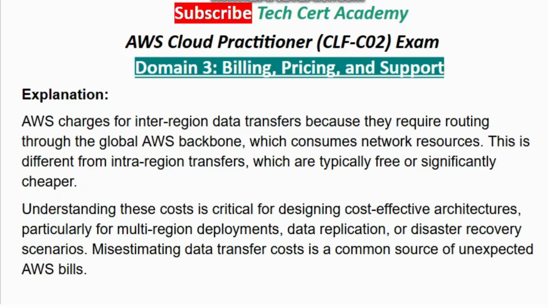Incoming data transfer from the internet to AWS ingress is generally free, but transfers out to on-premises or the internet are billed. Understanding these costs is critical for designing cost-effective architectures, particularly for multi-region deployments, data replication, or disaster recovery scenarios. Misestimating data transfer costs is a common source of unexpected AWS bills.